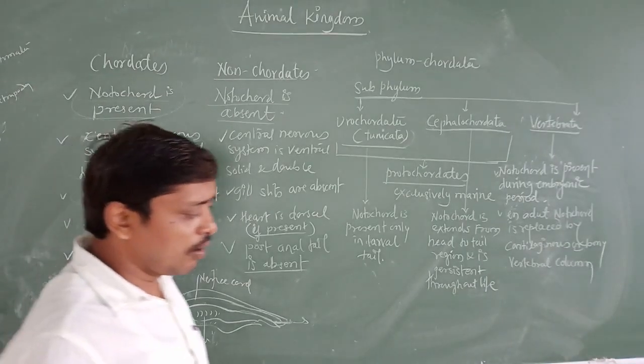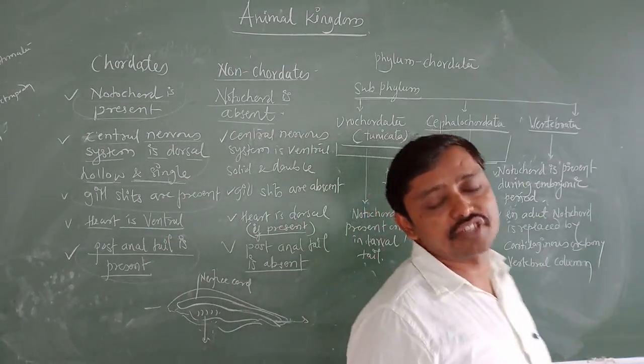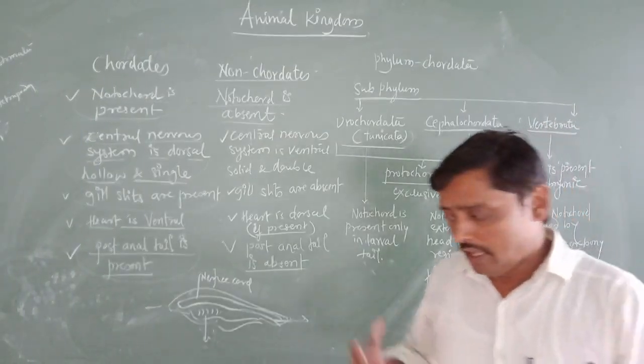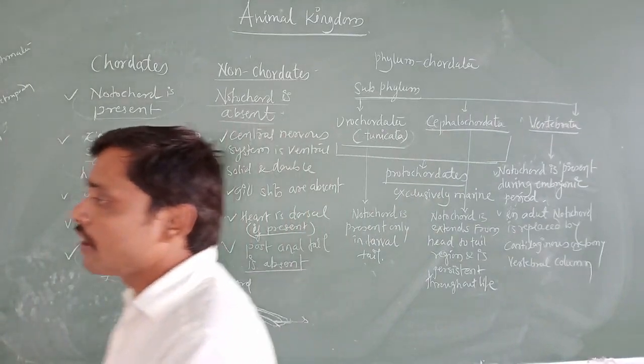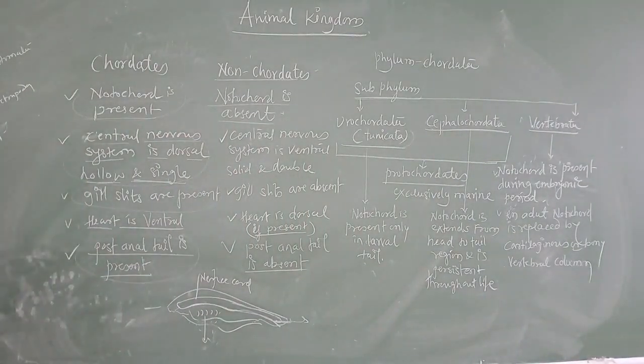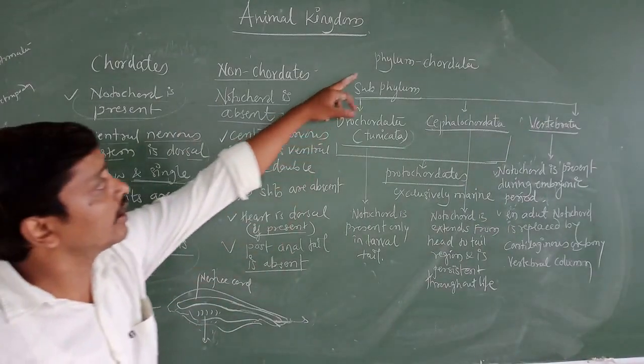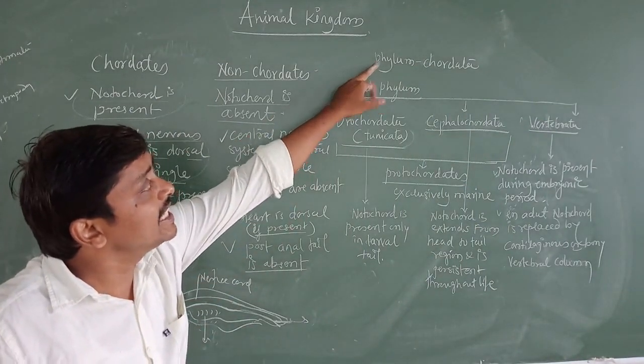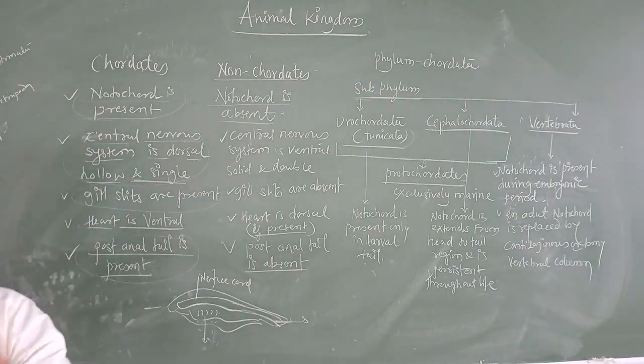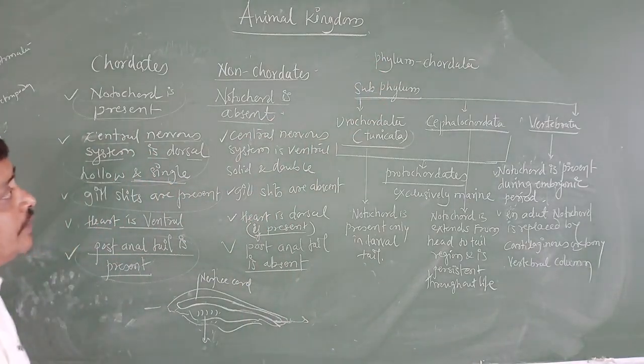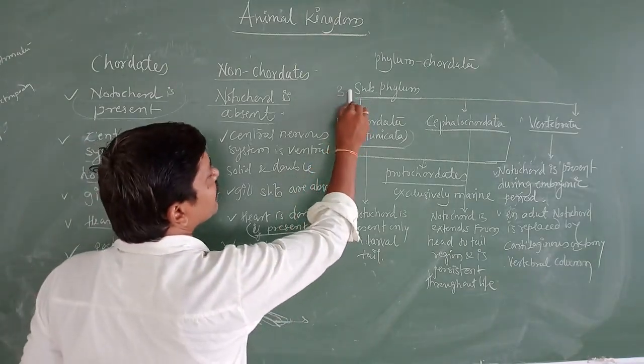Yesterday we discussed only the fundamental characteristics of chordates, and today we are going to go further into the characters, and how the phylum Chordata is divided into three subphyla. Phylum Chordata is divided into three subphyla.